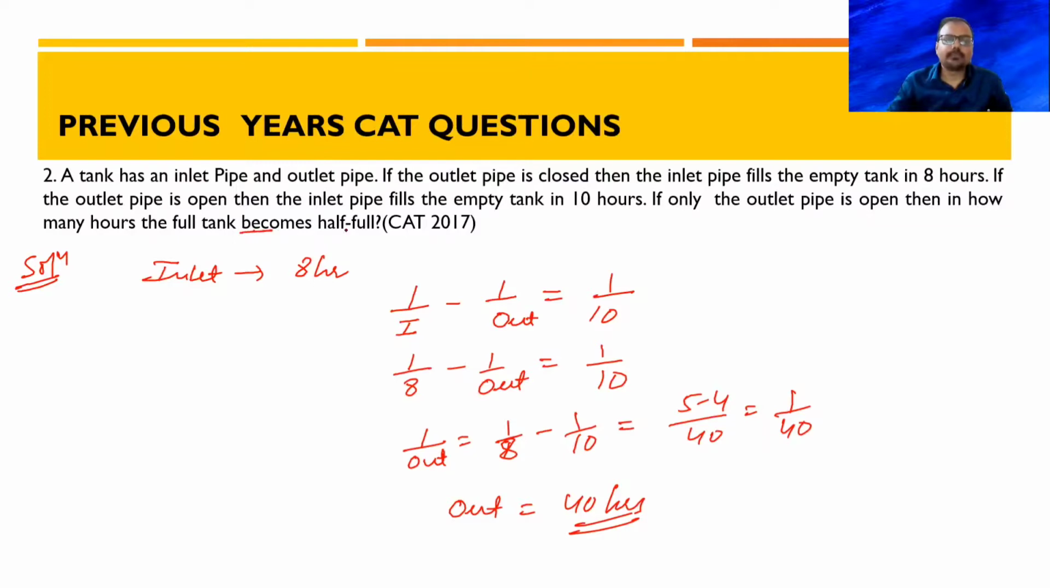to completely empty the tank, but they want just half of the tank to be emptied. So for half of the tank to be emptied, answer will be 20 hours. 40 hours is required to completely empty the tank. So if they have to just empty half of the tank, it takes half of the time, that is 20 hours. So answer of question number 2 is 20 hours.